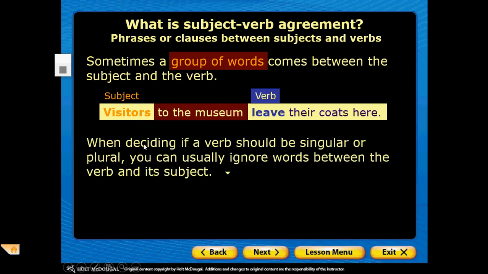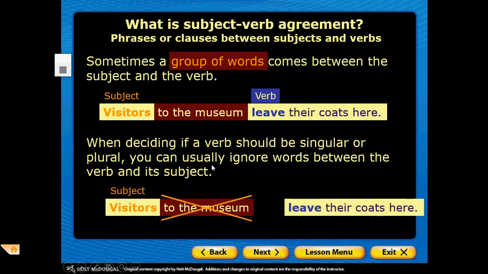When deciding if a verb should be singular or plural, you can usually ignore words between the verb and its subject. So let's have a look. We can ignore "to the museum" and just look for the verb. We have the subject, visitors, and now we have the verb, leave.